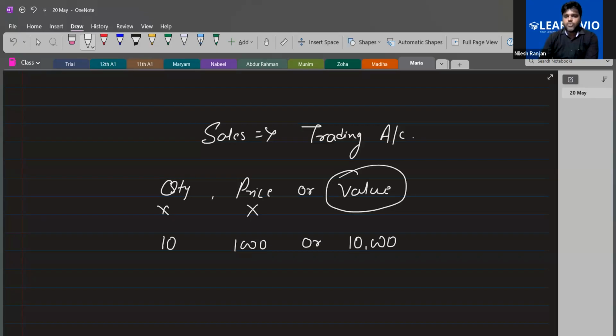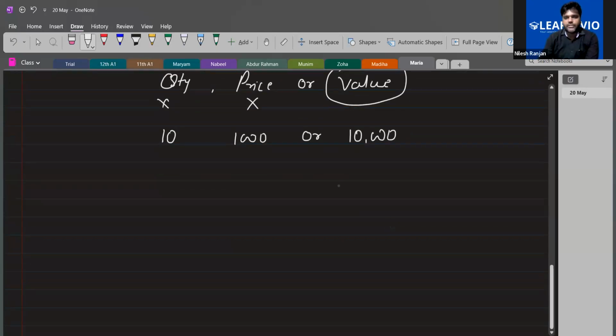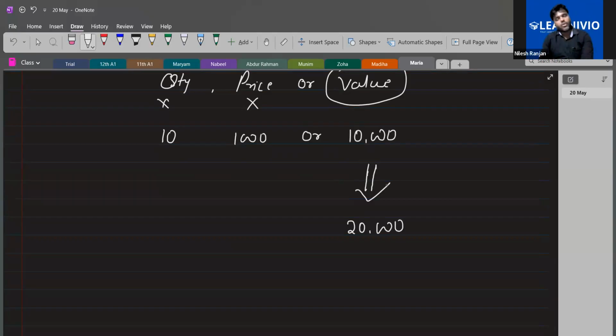So if the value changes over the year, now in the next year, the value is 20,000. So from 10,000, it is 20,000. So is this a good sign or not? It's a good sign. Yes. Our sale is increasing.